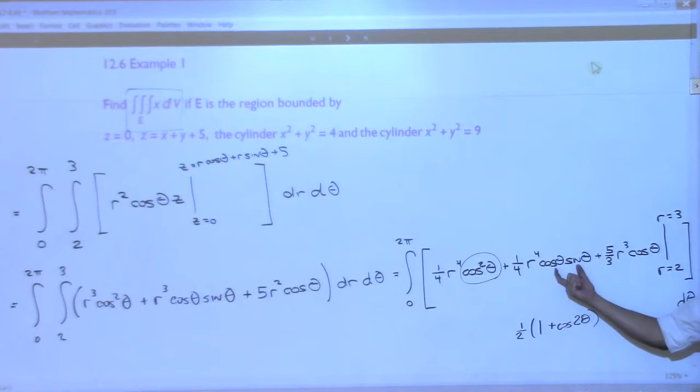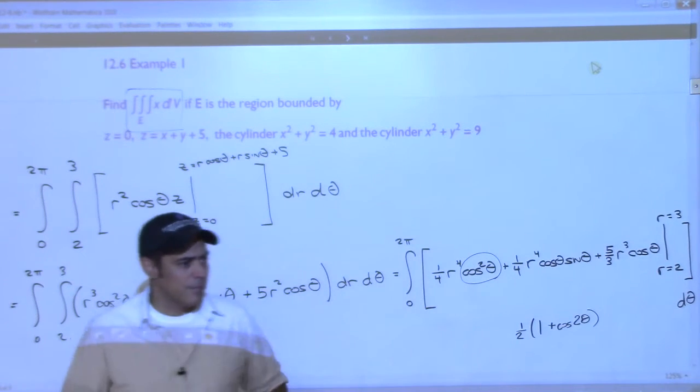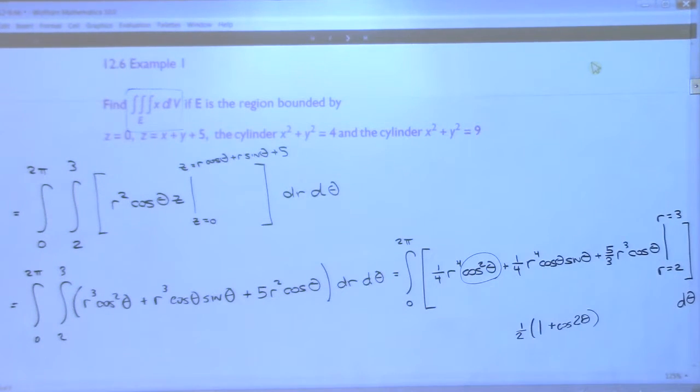And then this one right here is a basic u sub, because if you let u be sine, the derivative is cosine. And then that one's just the antiderivative of cosine. So you think you get that? Let's just see what the answer is. I think I did have the computer do this already for me.